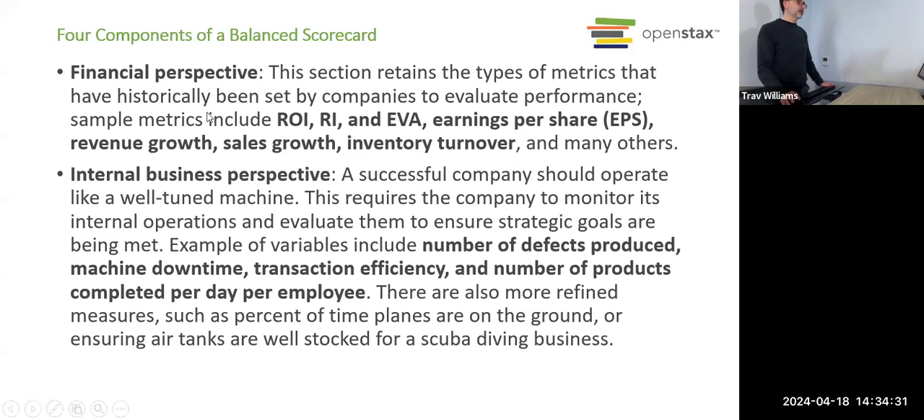Financial, as you know, you can measure with ROI, residual income, EVA. Also earnings per share, which you might remember from financial accounting. That's particularly important to investors. They want to know what kind of earnings the company earns per share of stock. Revenue growth, sales growth, inventory turnover, those would all be financial measurements, right? To look at the internal perspective, the operations of the company, it would be things like how many defects do we produce?